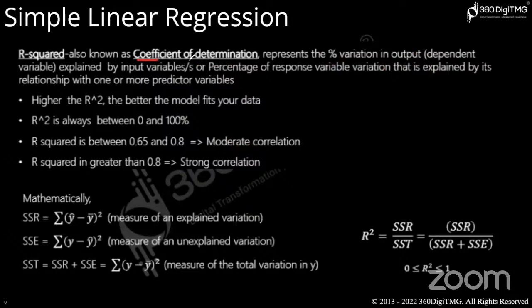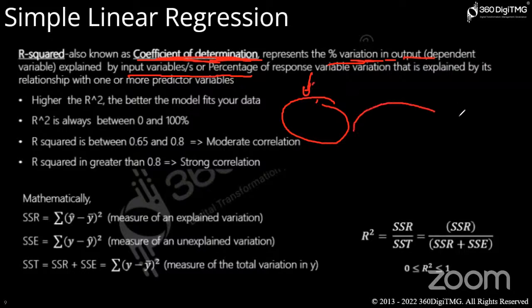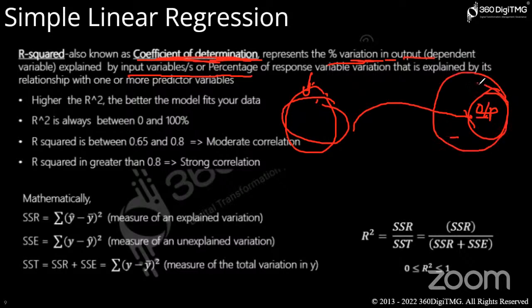R square is also known as a coefficient of determination. It represents the percentage variation in the output, the dependent variable, explained by the input variable. Whatever the variation we are having in the input variable, that should be represented in the output as well. How much it is capturing, that we will know using the R square. You can say R square value, or you can say R2 value.